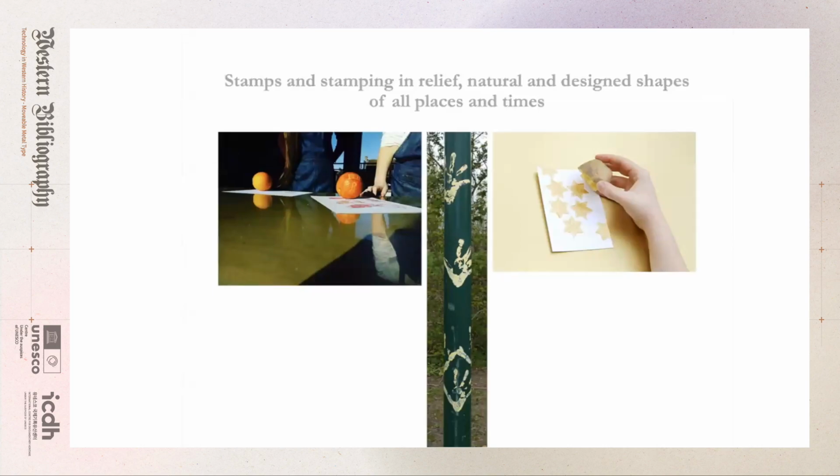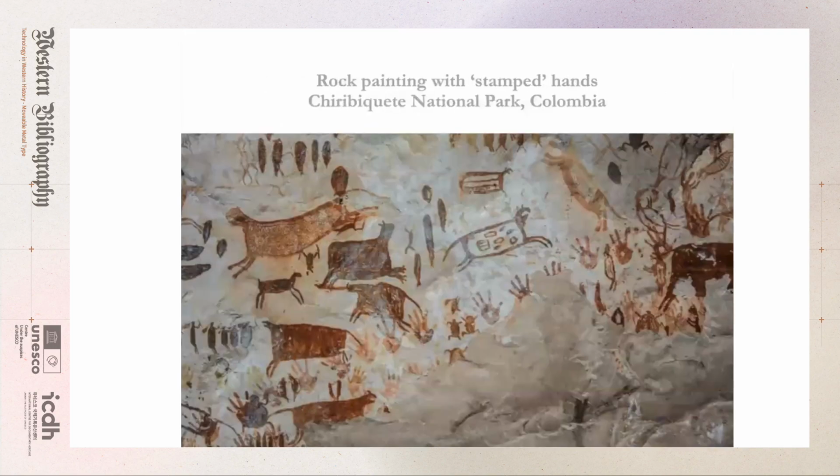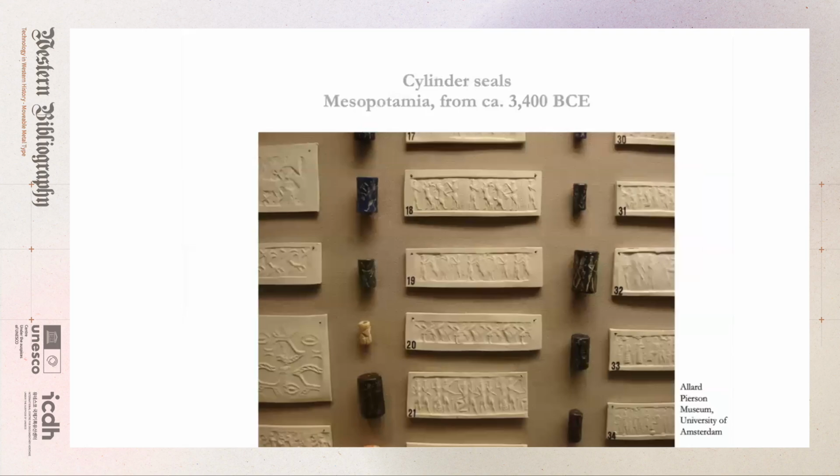Covering stamps or objects with paint or ink and pressing them against a surface is of all places and times. Hands dipped in paint and pressed against a rock wall are commonly found on all continents from prehistory. Seals were rolled in clay as a mark of the author of a text or owner of an object in the Middle East.